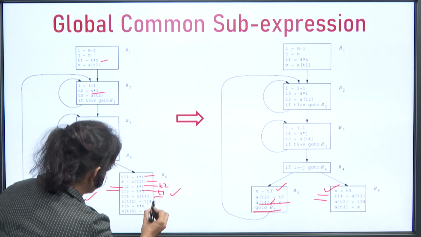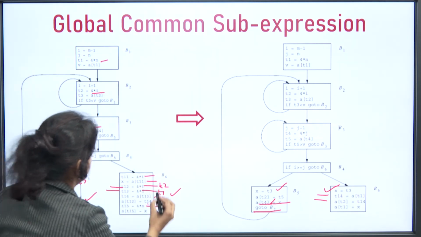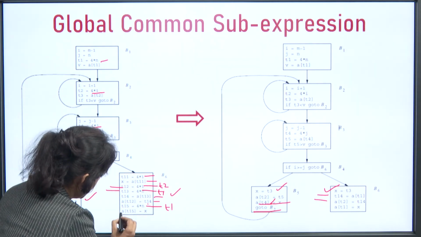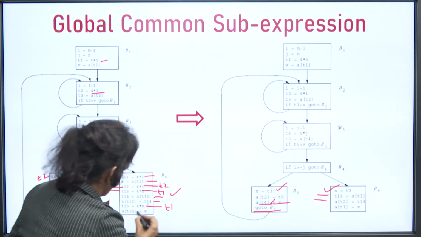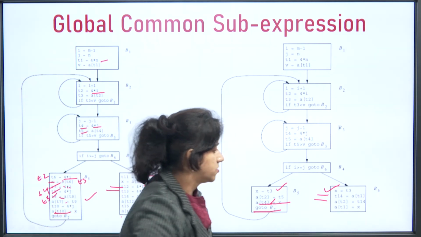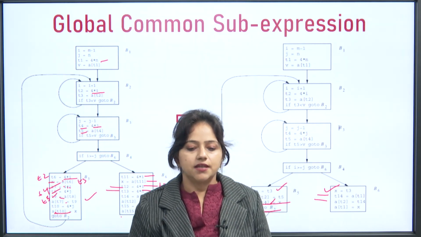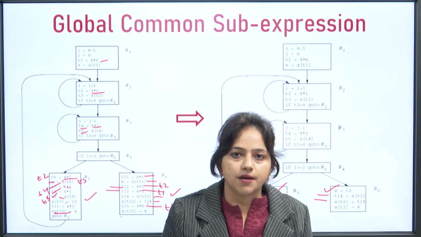Now, next, this is done. Now, T15 is equal to 4n, and 4n has already been computed, so this is nothing but T1. So in place of A at T15 we can write A at T1, and this will be equal to x. So in this way we eliminated the local common sub expressions as well as the global common sub expressions.